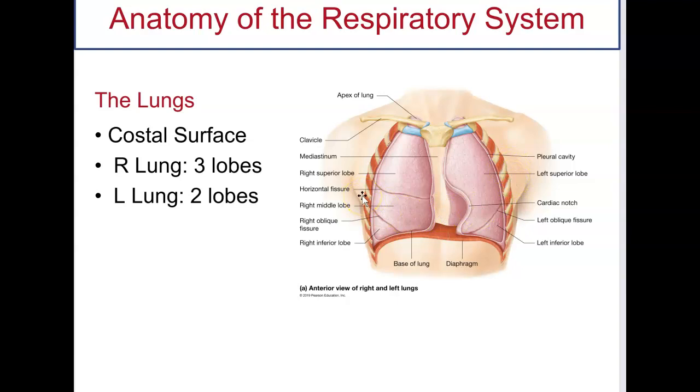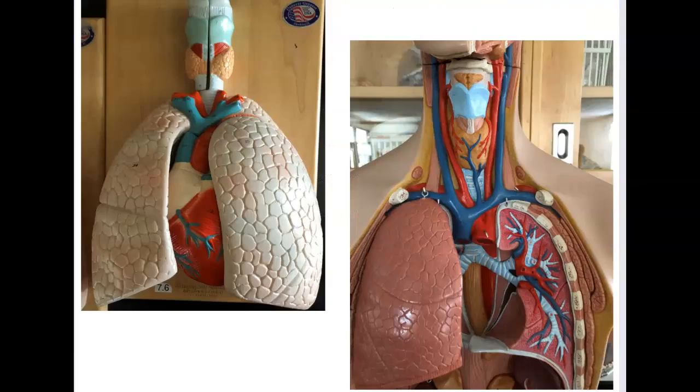Now, the right lung is divided into 3 lobes, while the left lung is divided into 2 lobes. The right lung has 2 fissures. A fissure is a groove. There's a horizontal or transverse fissure, and then there's an oblique. So we see 3 lobes here: a superior, a middle, and an inferior. But the left lung only has 1 fissure, the oblique fissure. So the horizontal fissure is in the right lung only. And the left lung is divided just into a superior and an inferior.